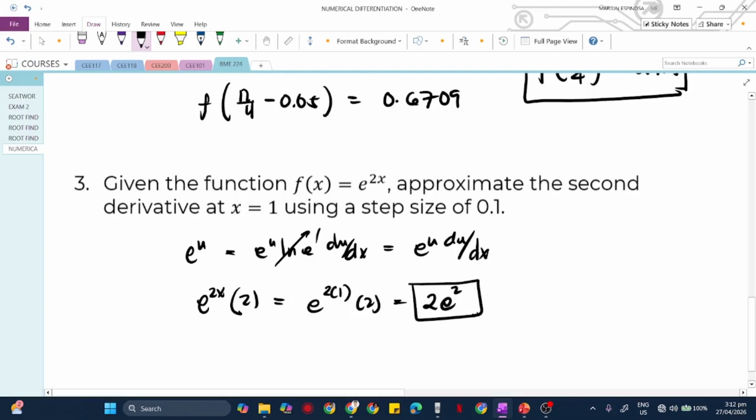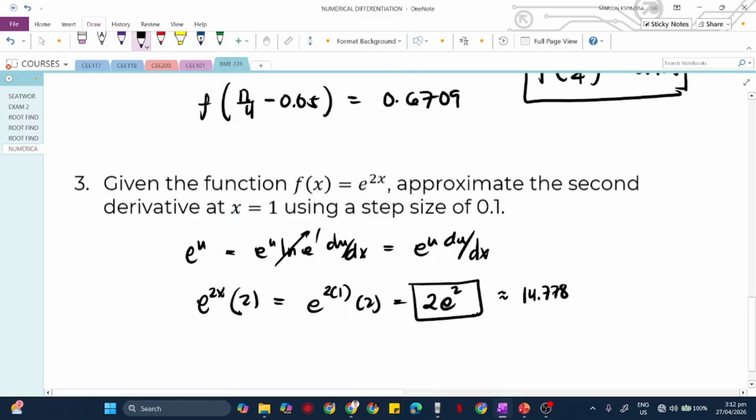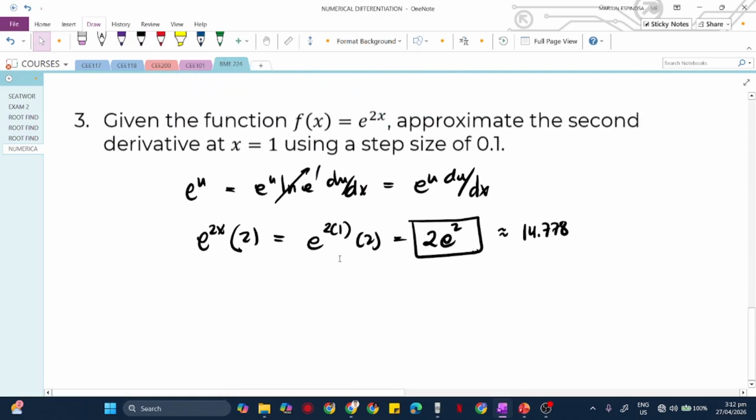Yan yung sagot natin. Or in decimal, that is about 2 e raised to the power of 2. Okay, that is about 14.778. Okay, 14.778. Now, using numerical method, okay, using our CDA, okay, central difference approximation, okay, using a step size of 0.1, so that is f of 1 plus 0.1 minus f of 1 minus 0.1, okay, all over 2 times 0.1.